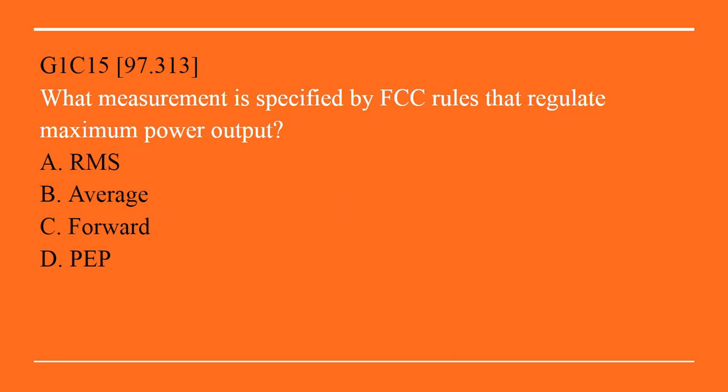G1C15. What measurement is specified by FCC rules that regulate maximum power output? A. RMS. B. Average. C. Forward. Or D. PEP. Correct answer D. PEP. Abbreviated as peak envelope power.